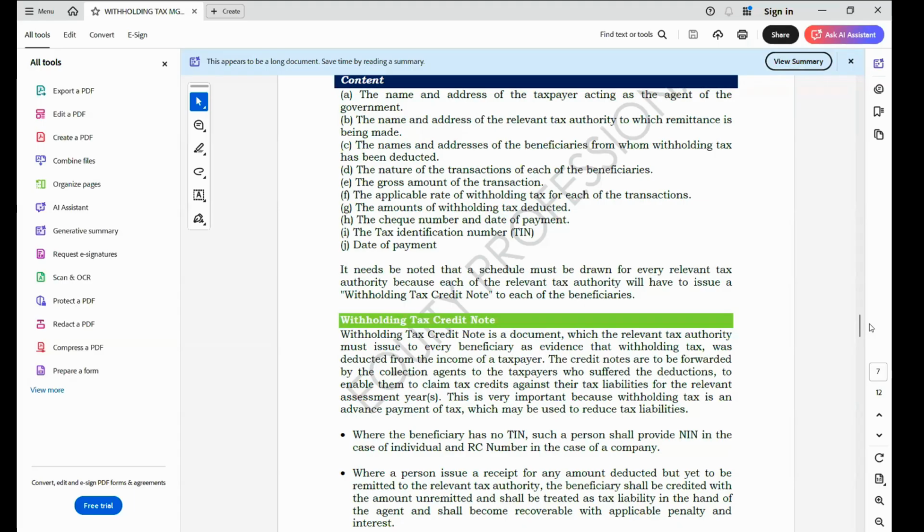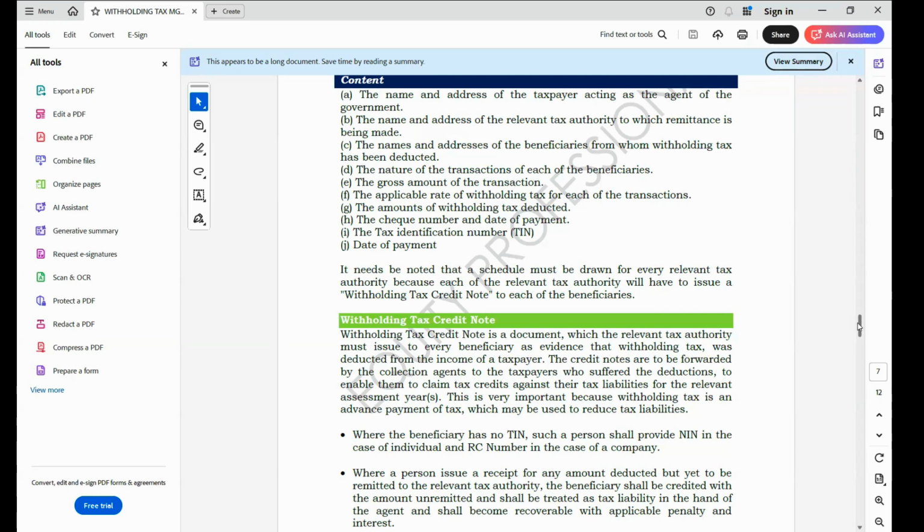So this credit note now, it's not going to be given to the beneficiary, it's going to be given to the agent. After the agent has now collected it, the agent will now transfer it in the name of the beneficiary. So that is what the withholding tax credit note is.